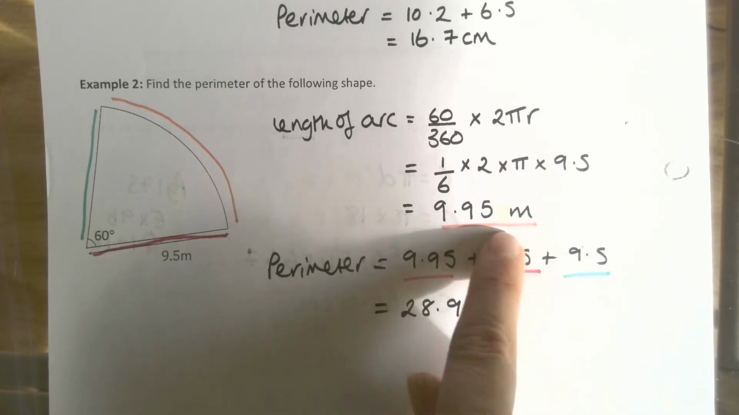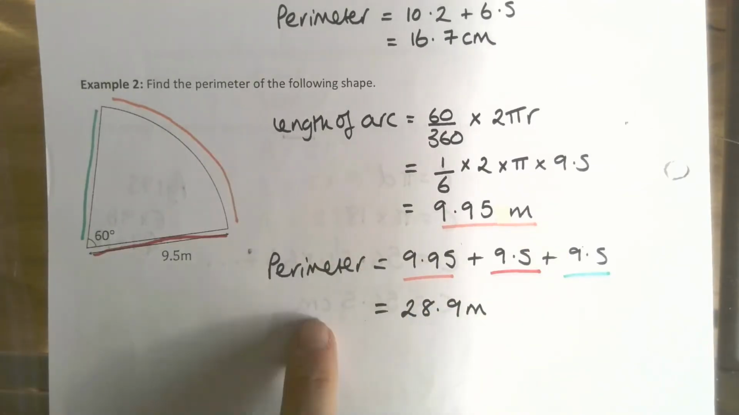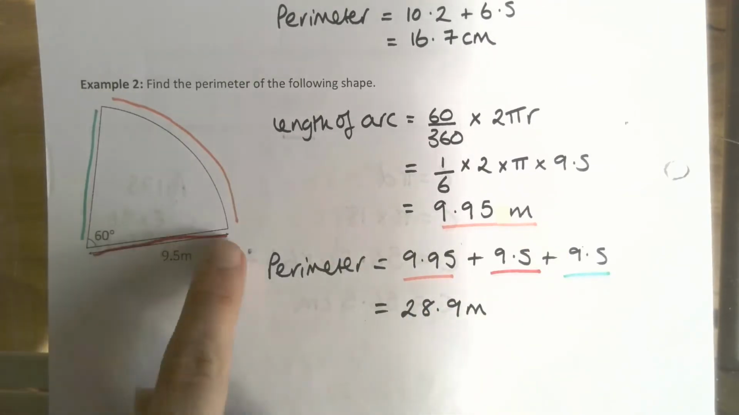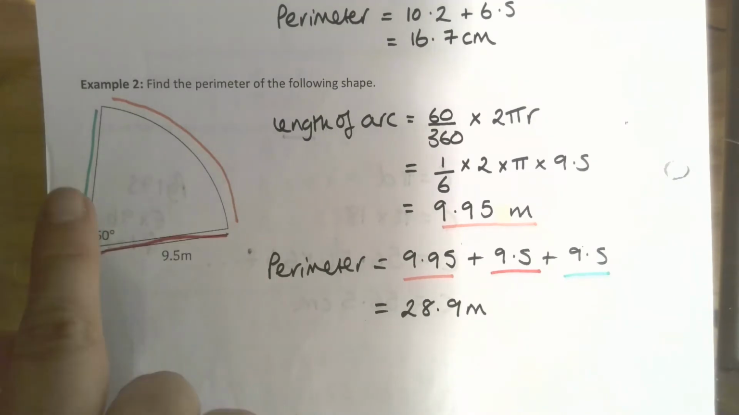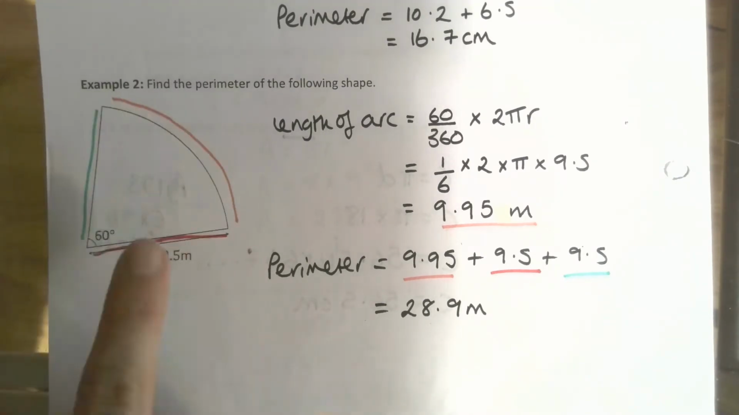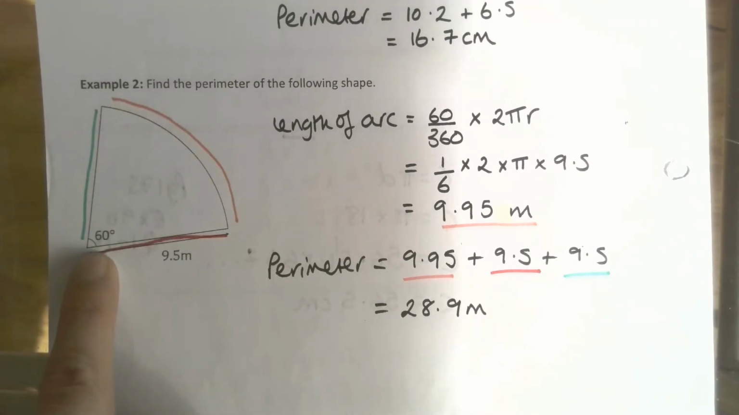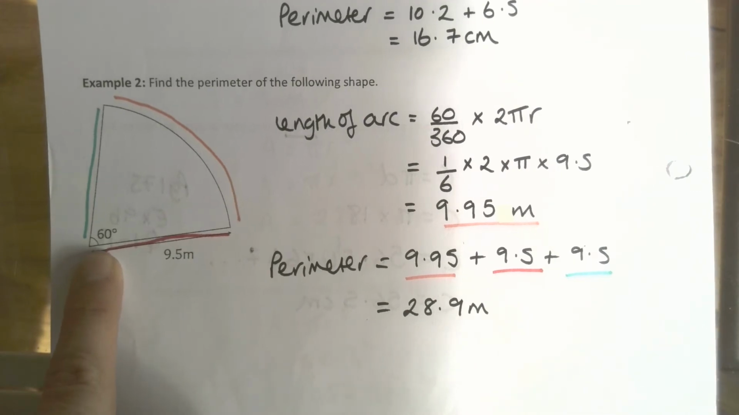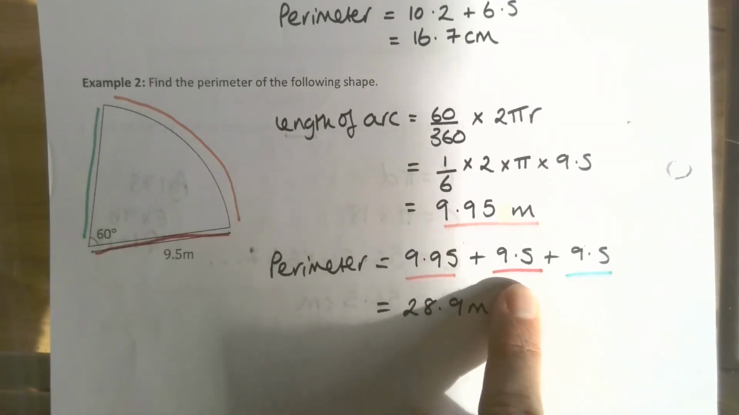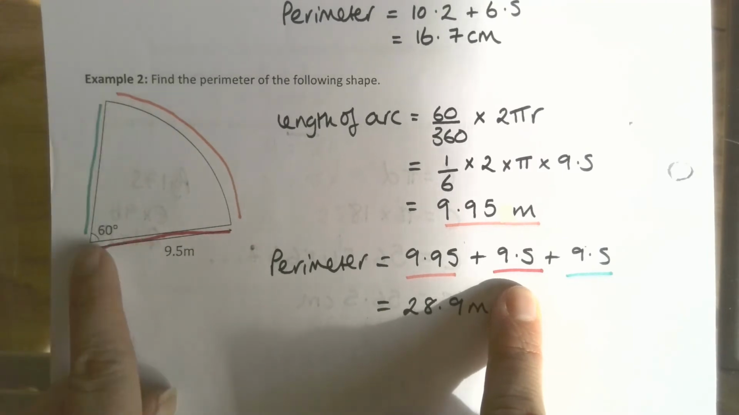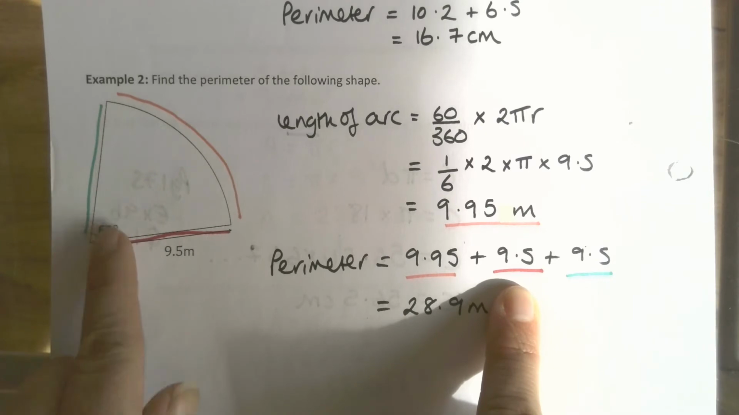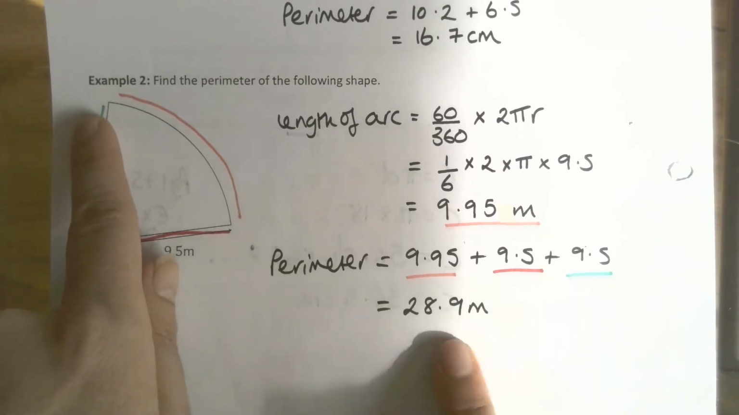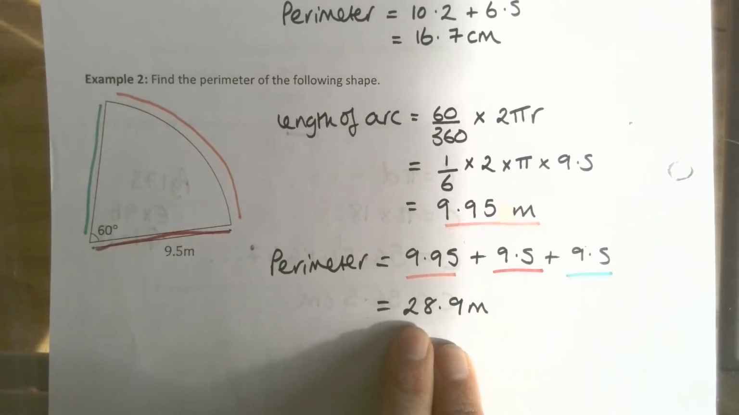So this is the length of the arc, but for the perimeter, remember that's the whole way around the entire shape. So our shape is this little pizza shape here. So we've got the arc, plus we have to add in this side. That one I've coloured in red, my colours aren't showing up very well here, plus this green side. And if this is the centre of the circle and this is the edge of the circle, then this is also the radius, so this is 9.5 as well. And then adding that all up gets us 28.9 meters.